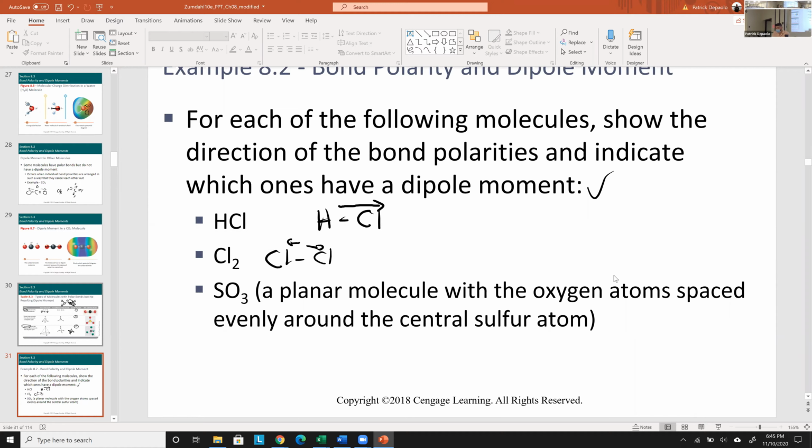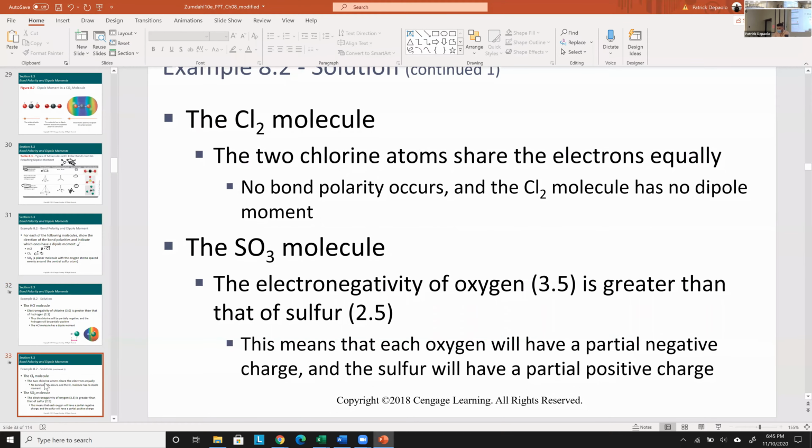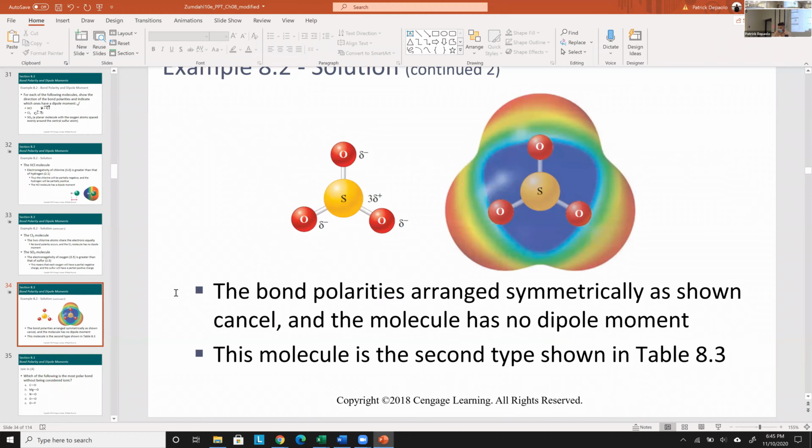Good, and now what about SO3? What you're going to have to know later in the chapter is how to figure out the Lewis structure for SO3. But for right now, it's a planar molecule with the oxygen atoms spaced evenly around the central sulfur atom. So is that going to be polar or non-polar? Good, non-polar. Good. So HCl molecule, we talked about that already. Yeah, it's going to be polar, non-polar, non-polar. Good. All right, we get it.